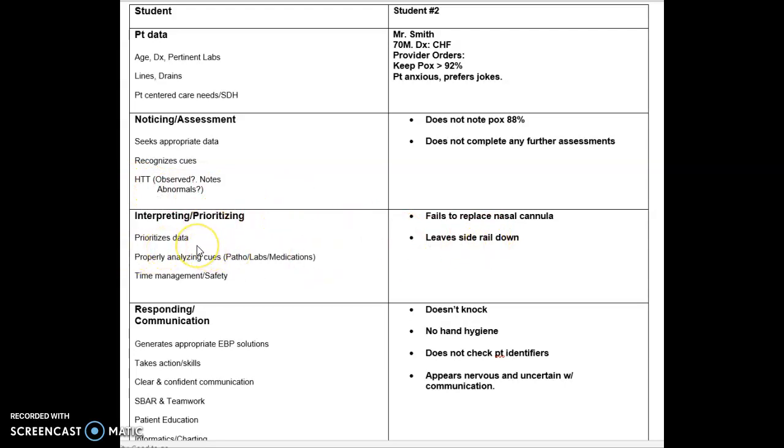They failed to prioritize the data and did not properly analyze the cues. They did not replace the nasal cannula that was there. Safety was an issue as they left the side rail down.